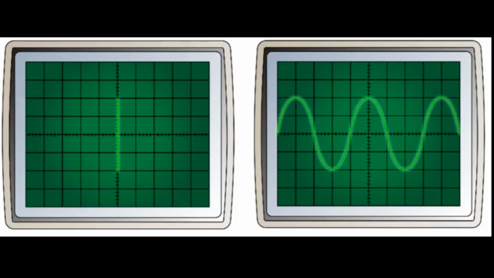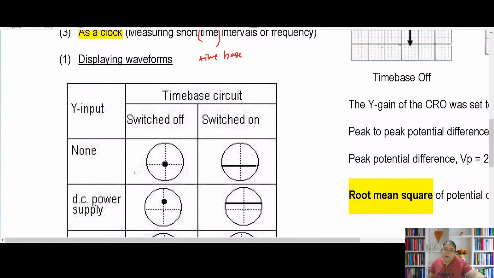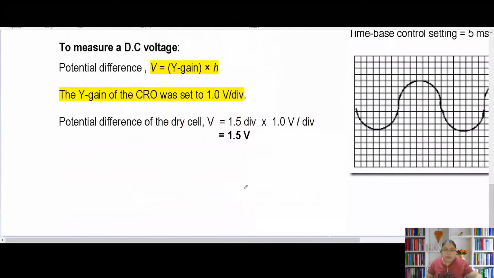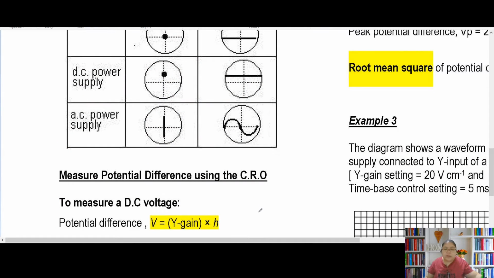Okay, another diagram, can you see the sinusoid graph? This one is AC also, but time base is on, because you can see left and right. Okay, can you differentiate what happens with time base on and time base off? Hopefully you will understand what I'm talking about. Okay, then we continue with the calculation.